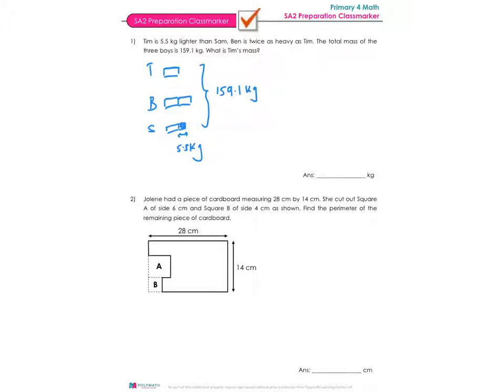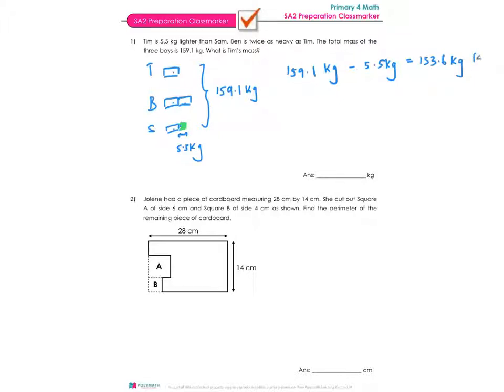Okay, so the total adds up to 159.1 kilograms. Once you have a value, the value is the one in green. We can remove the value, and what we have left are the units, which is these 4: 1, 2, 3, and 4. Then we can do division to find 1 unit. So 159.1 kilogram minus 5.5 kilogram will give us 153.6 kilogram. That will be equals to 4 units.